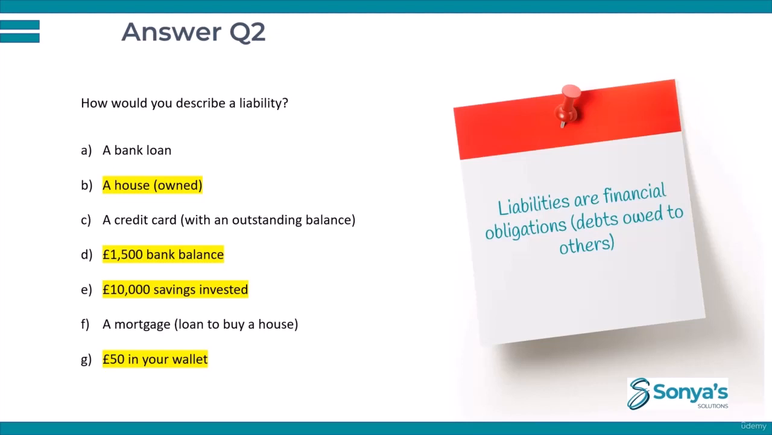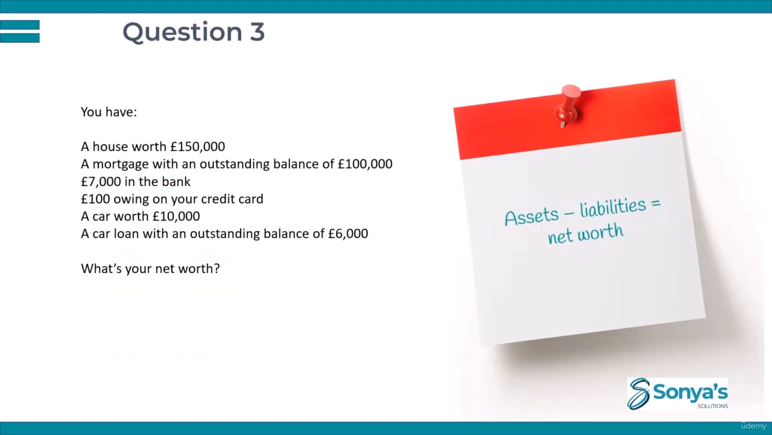Liabilities are the financial obligations, amounts that are owed to others. The bank loan, credit card balance, and mortgage are all debts that need to be repaid. Please pause the video and press play when you're ready to review the answer.